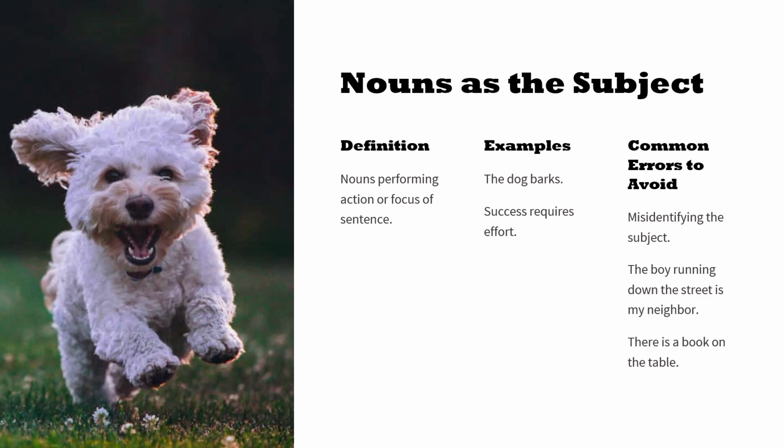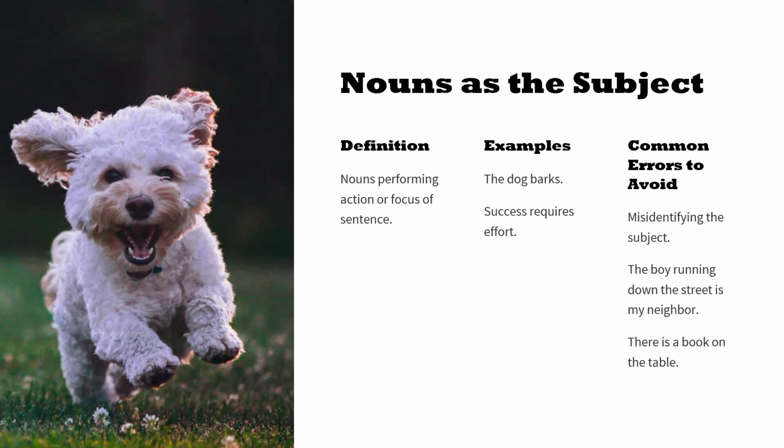So for example, in the sentence, the boy running down the street is my neighbor, many people might mistakenly identify running as the subject, but the true subject here is the boy. Or we can have another sentence such as, there is a book on the table. Here the subject is not there, the true subject is a book. Okay, so understanding this distinction is key to correctly analyzing and constructing sentences.